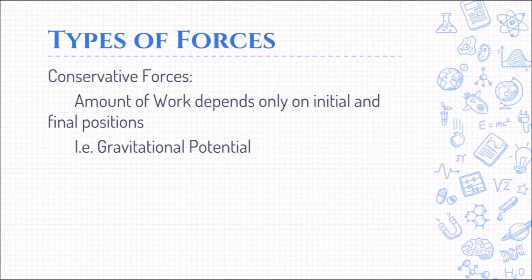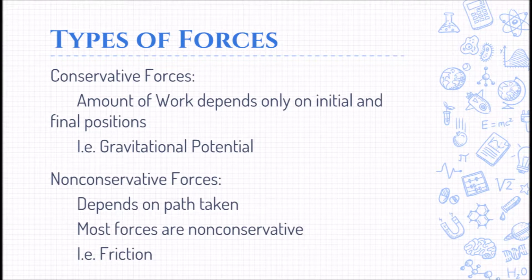It will do the same amount of work on an object lifted directly up 2 meters as on an object which was first lifted up 4 meters and then lowered 2 meters. Non-conservative forces do not follow this rule. Most forces are non-conservative. For example, friction will do less work on an object which was slid on a table in a small circle than an object that was slid in a large circle, even though in both cases they end up at the same location.